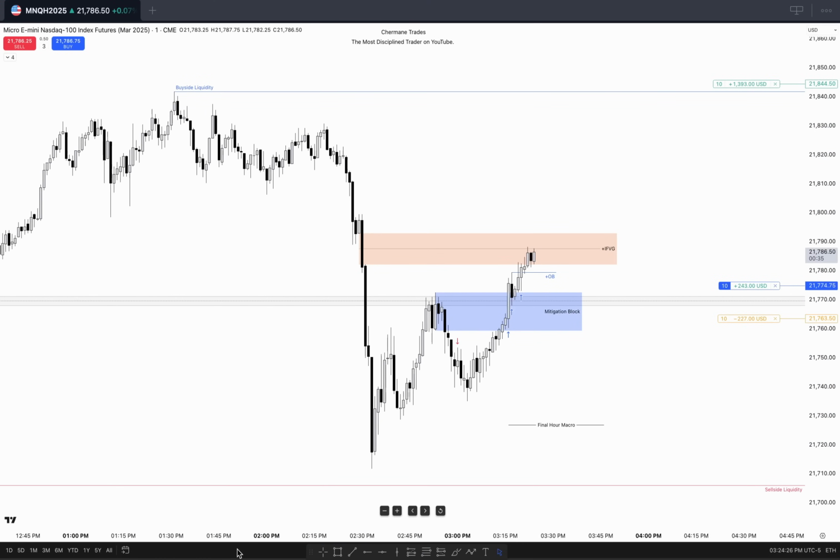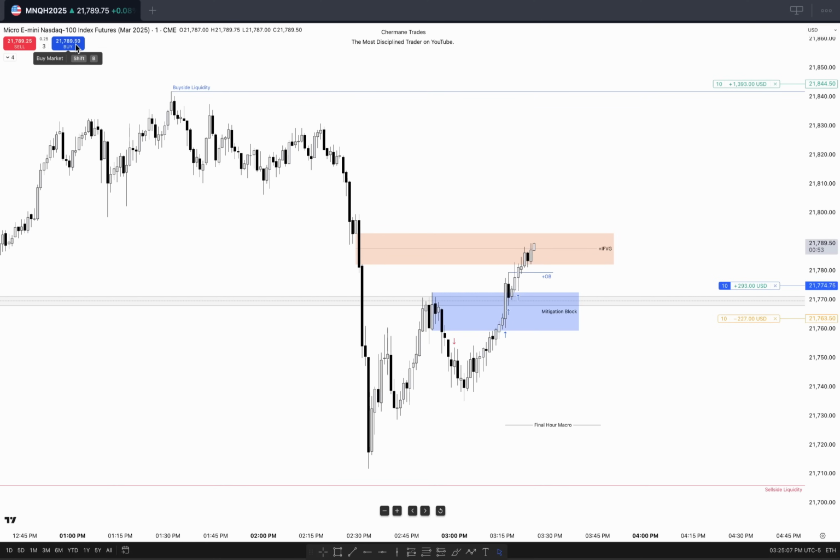Right now my stop is raised beneath mean threshold of that mitigation block, so it's beneath midpoint of that up close candle, and it's safe there. There's also a fair value gap inside that mitigation block. It's resting beneath that as well. So you see I have my trigger finger on the buy button. I'm looking to buy more contracts inside that inversion fair value gap.